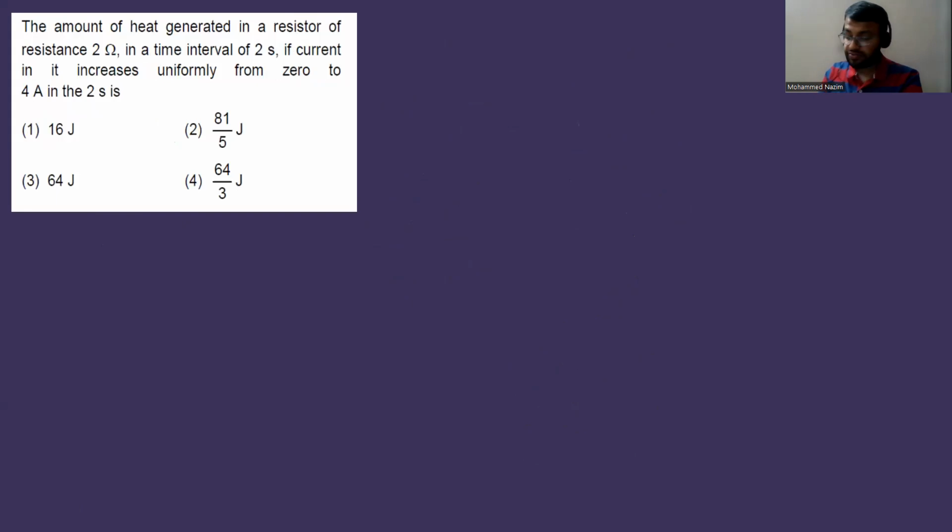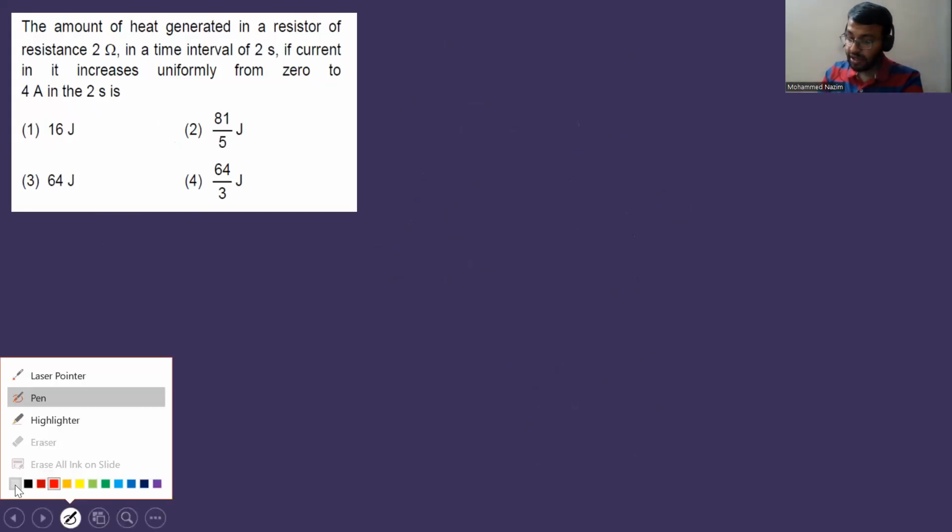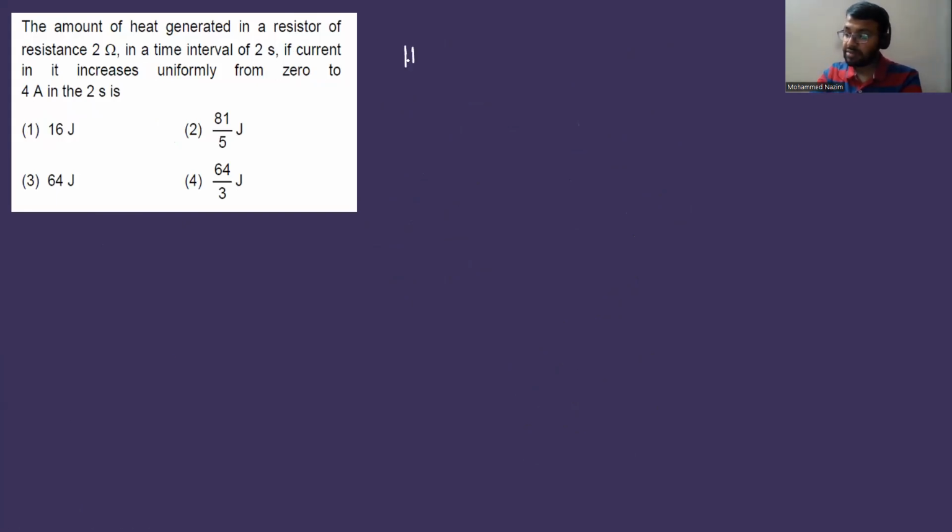Let us move to the next question. Here the question asks for the amount of heat generated in a resistance of 2 ohm in a time interval of 2 seconds, if the current in it increases uniformly from 0 to 4 ampere.